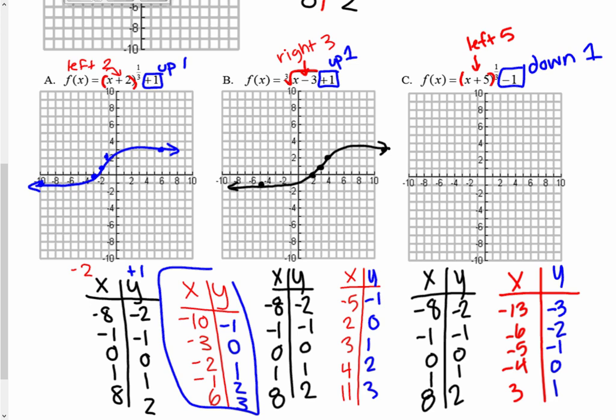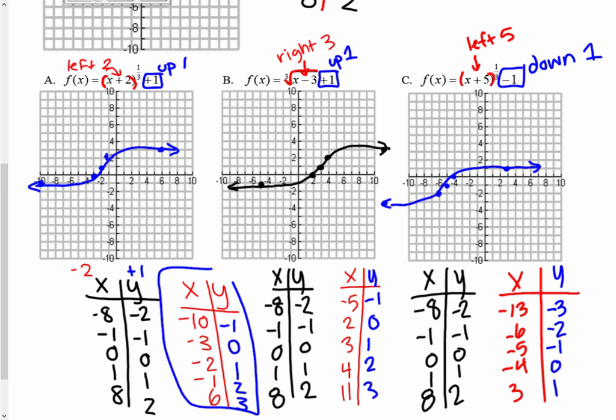Graphing this then, at -13, I'm at -3. Again, I'm just going to put a point out here just to help myself guide the shape of that graph. At -6, I'm at -2. At -5, we're at -1. At -4, 0. And at 3, we're at a +1. Connecting my points, remember your arrows on both sides. And that is how we will graph our cube root functions.